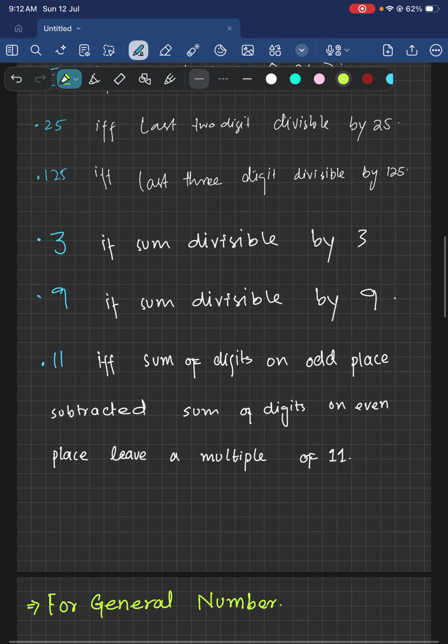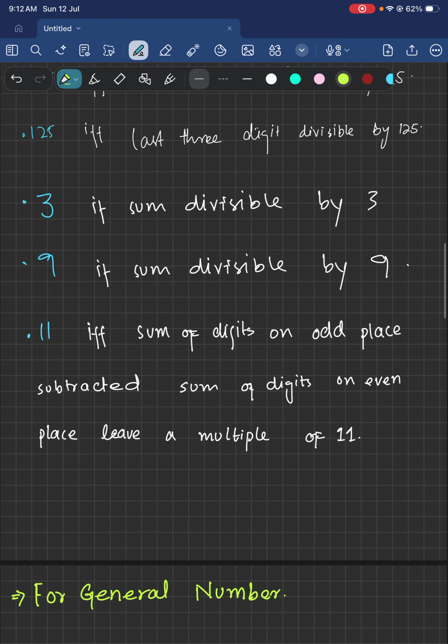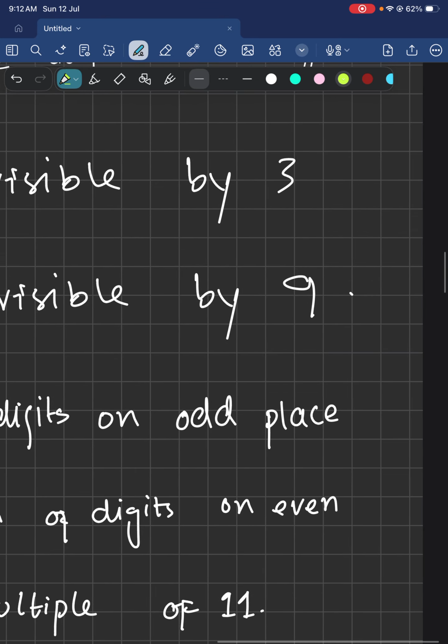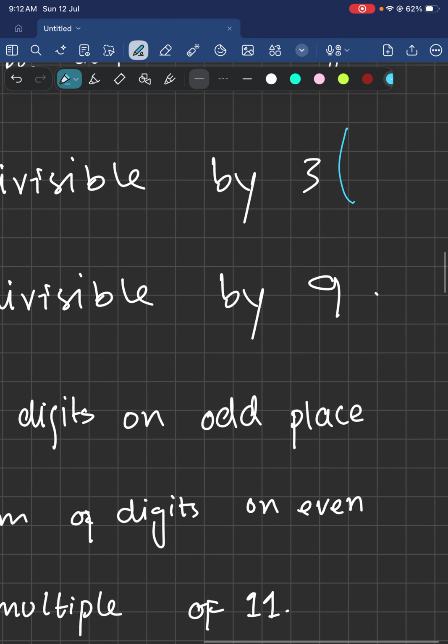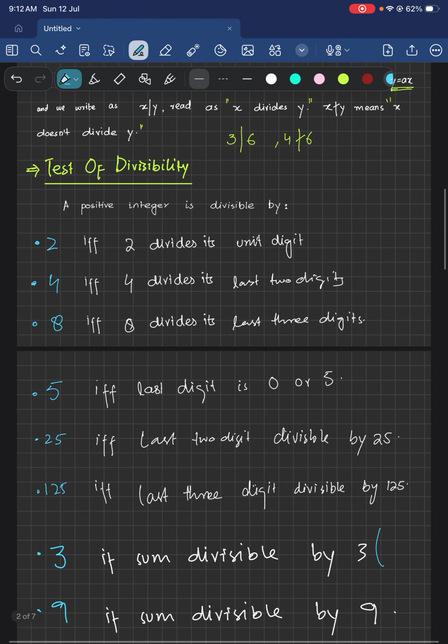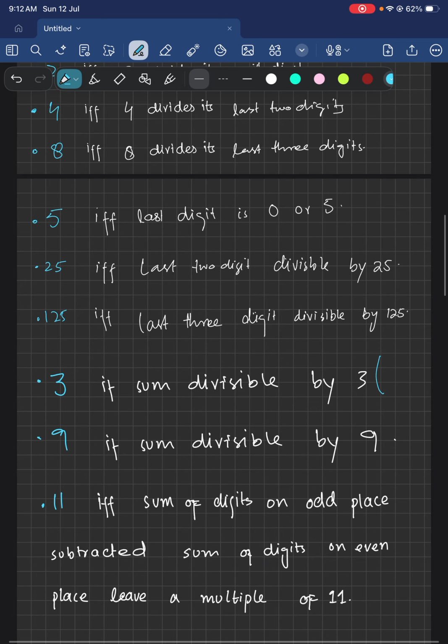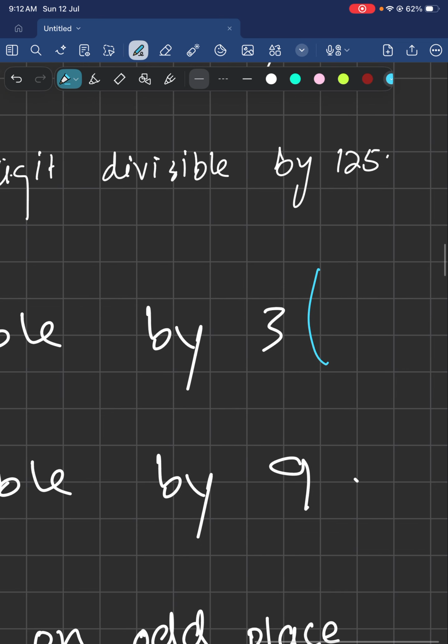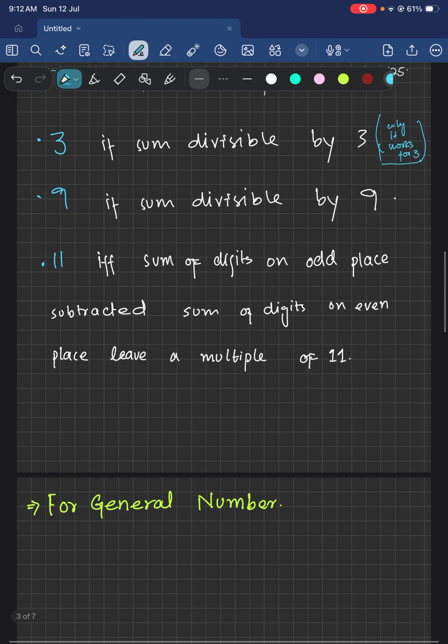And if the sum is divisible by 9, then the whole number is divisible by 9. If it isn't, then the number is not divisible by 9. Now I want you to think about why it works. Just like we proved why it works for 2, 4 and 8, can you try to prove why it works for 3? Think about it and see if you can prove it.